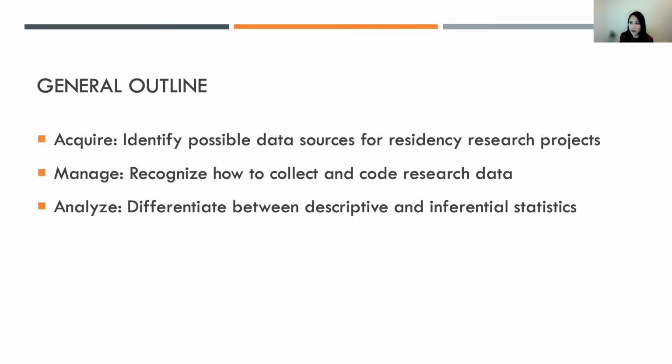So here's a general outline, really divided into 3 sections. First, acquiring the data. We're going to talk about some possible data sources that are pertinent for residency research projects. Second, how to manage your data. This might be the step that many of you are at right now, so recognizing how to collect and code research data. And then finally, we're going to talk about analyzing data and differentiating between descriptive and inferential statistics.